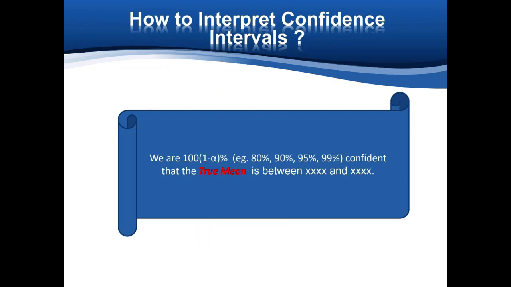Lastly, after we calculate the confidence interval, we better interpret the result so that people can better understand it. We can see that we are 80% or 90% or 95% or 99% confident that the true mean of blah blah is between your result.